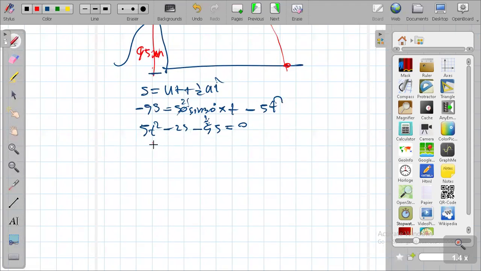So you can divide all things by 5. T square minus 5t minus 19 is equal to 0. From here, it is a quadratic equation to solve. Solving the quadratic equation, you can find two times. You will probably get a negative time and a positive time. So you have to go for the positive value.